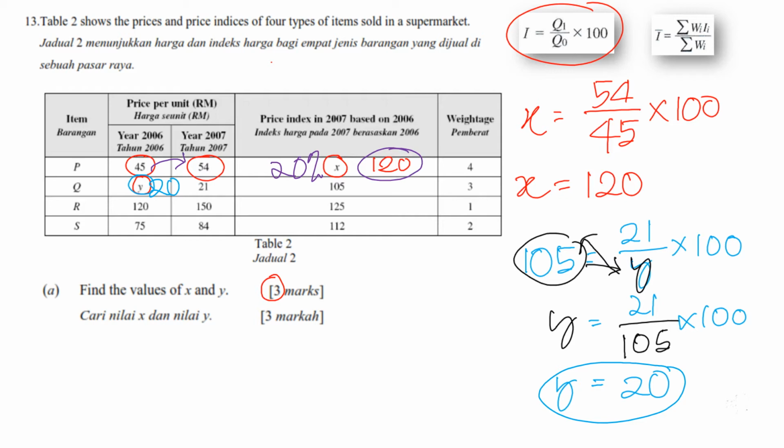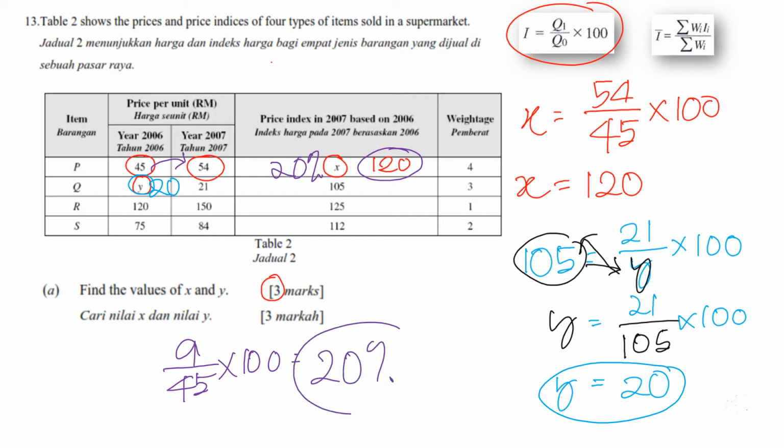It has increased 9 ringgit. Okay, 9 ringgit upon 45 times 100. Get your calculator and evaluate very fast. So 9 upon 45 times 100, you will get 20%. This is what it meant. This 20 is this 20%. And for price index, it will be written as 120. I do hope that you understand this, right?